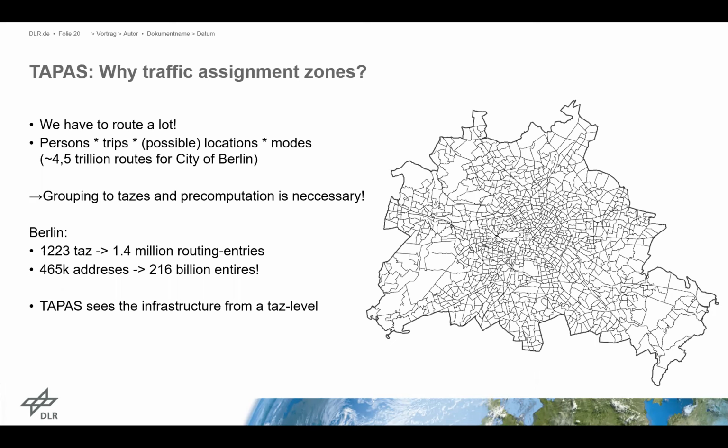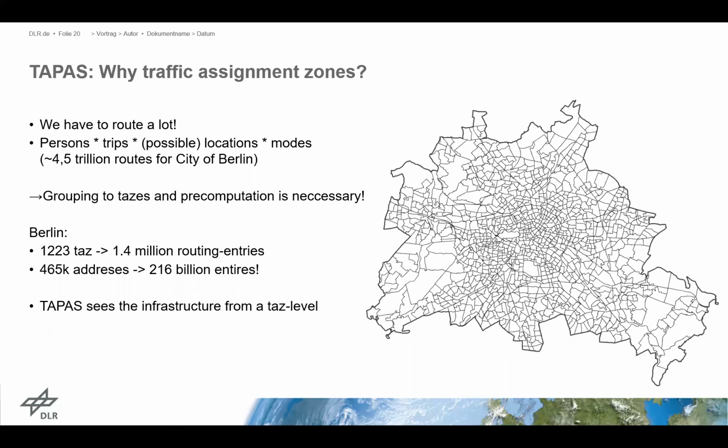We have 3.5 million persons in Berlin. Every person does roughly 3.5 trips per day, and you have about 500,000 possible locations where the persons can go, and you have 7 modes of transport. If you multiply all these things, you end up with about 4.5 trillion routes. Even with a fast implementation of SUMO, with all the effects you can do, you cannot end up with a computational time of less than 1 million days. And my contract is not running that long.